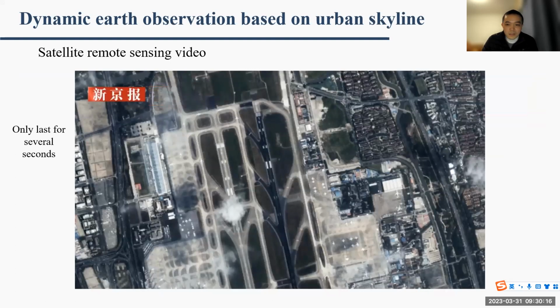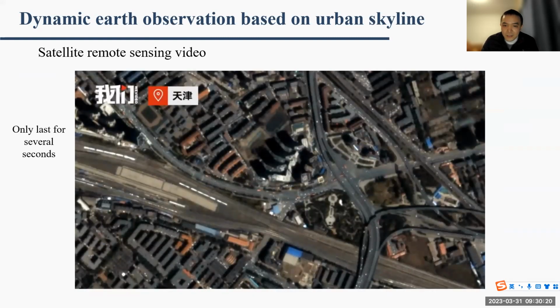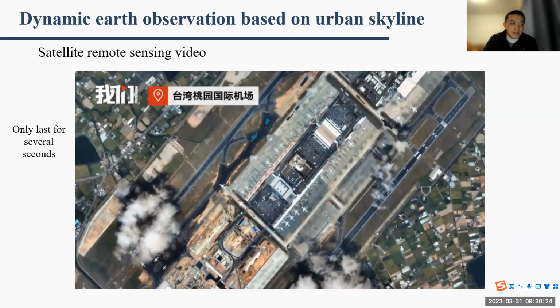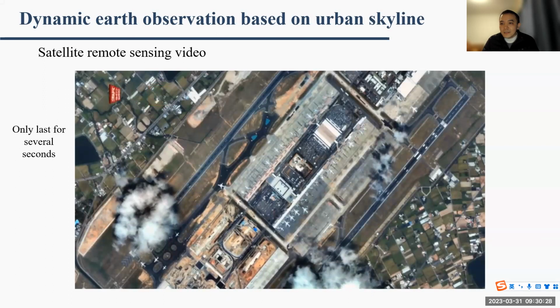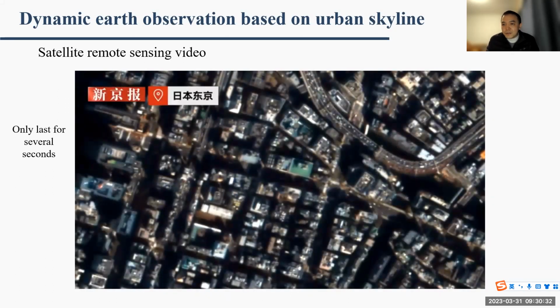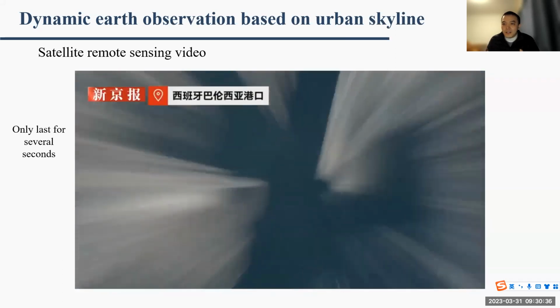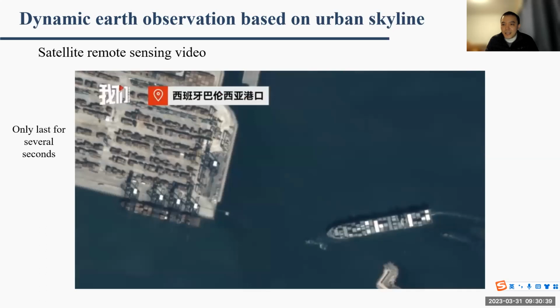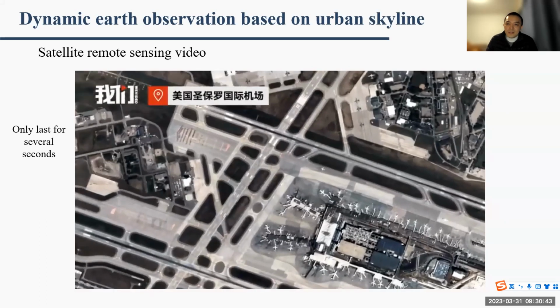It is called Jilin 1. So we can see vehicles moving on the road in these remote sensing videos. But while it looks very cool, a crucial limitation of this product is that the video only lasts for several seconds, and the longest one cannot exceed 20 seconds.